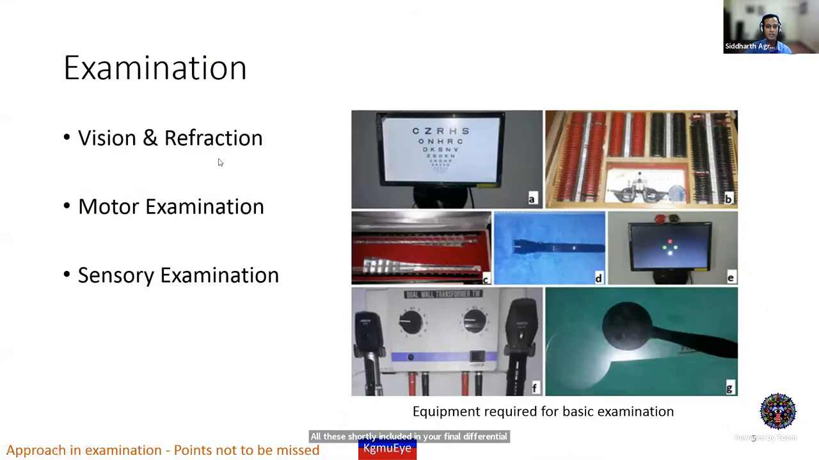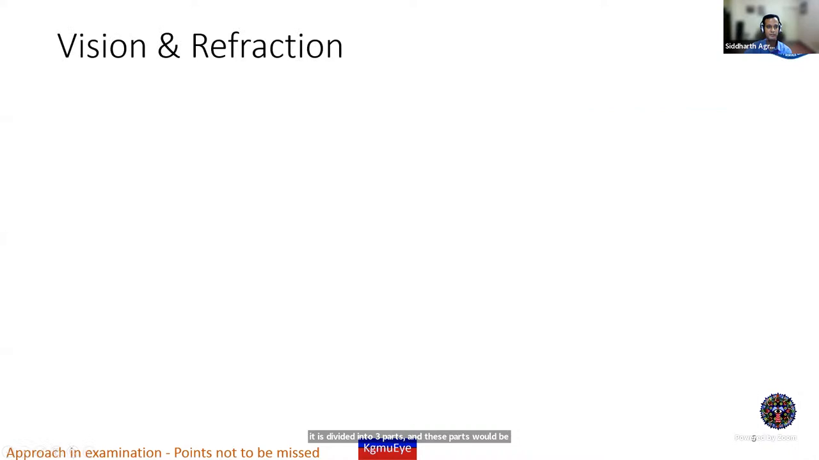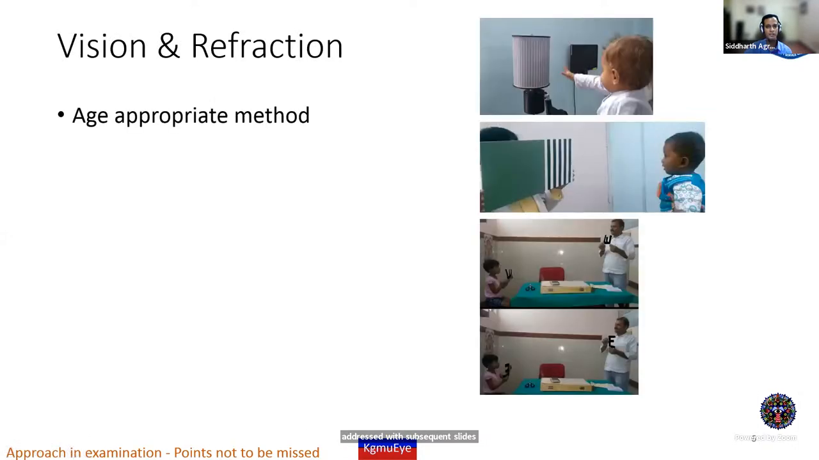Now, coming to examination, as I've already told you, it is divided into three parts, and these parts would be addressed in the subsequent slides. You should be aware of the age-appropriate method for assessing the vision of the child. Sometimes how readily the child fixes is enough for you to have an idea of the visual acuity. If the vision is subnormal, have amblyopia in your mind, but don't be too early to jump onto the diagnosis of amblyopia before you have ruled out all the other causes.